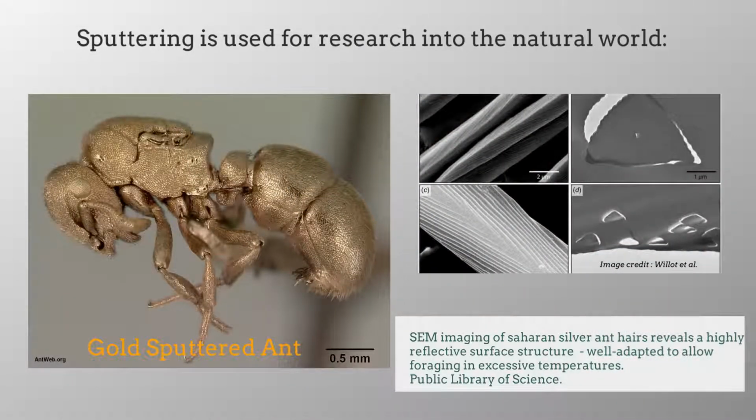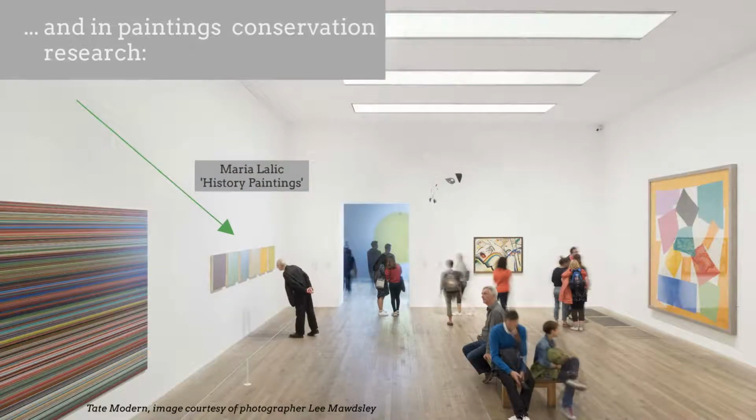Researchers sputter-coat specimens and samples in order to gain deeper understandings both of our natural and our man-made world. The conductive qualities of this gold sputter-coated ant, for example, will allow fine detail surface imaging using scanning electron microscopy. This technique can also help museum paintings conservators discover hidden details about artists' methods and materials.